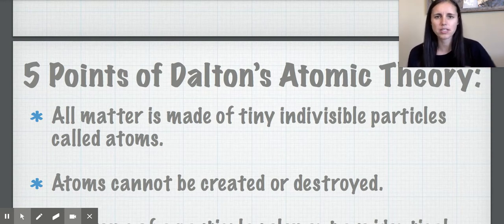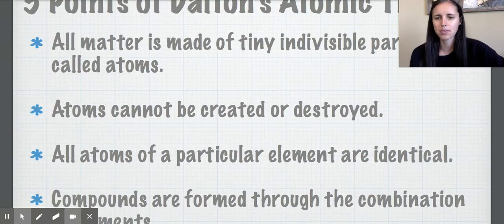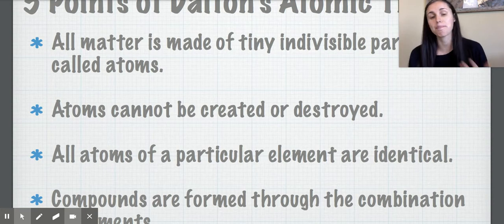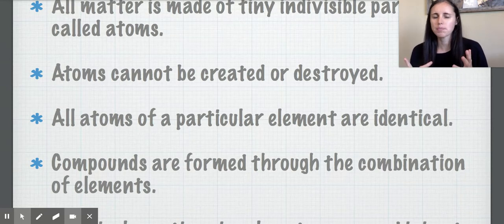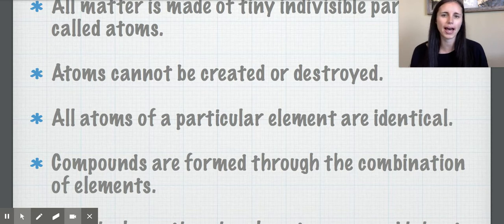So that was very similar to what Democritus said. He said that atoms cannot be created or destroyed. So you can't make atoms. All the atoms that exist in the world are all that will exist. And you also can't destroy atoms either. He said that atoms of a particular element are identical. So let's pick a random element, carbon. He said that every single carbon atom will all look the exact same.